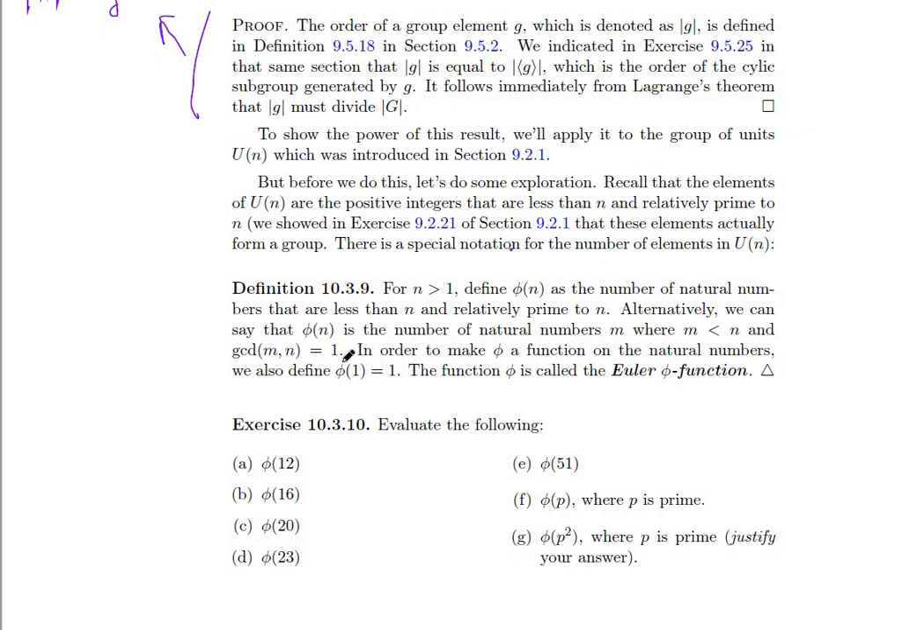For instance, phi of 2 equals 1, because there's only one number less than 2 that is relatively prime to 2. Phi of 3 is 2, because 1 and 2 are relatively prime to 3. Phi of 4: how many numbers less than 4 are relatively prime to 4? There's 1 and 3, so phi of 4 is 2. Phi of 5 is 4, because 1, 2, 3, and 4 are all relatively prime to 5. Here are some exercises where you will compute some other phis.